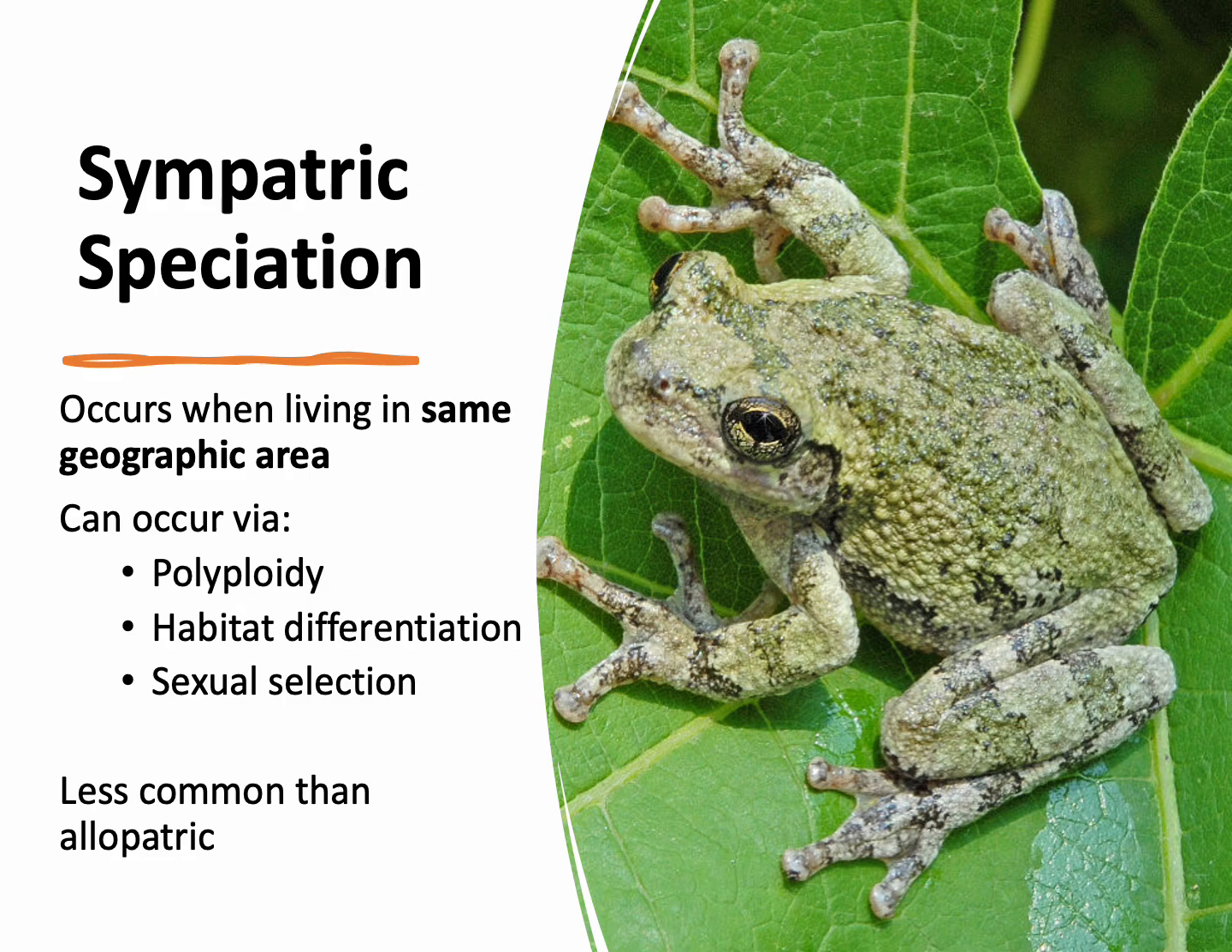A little rarer, though, is sympatric speciation. So allopatric speciation is happening because there's a barrier that separates it based on geography. In sympatric speciation, the species are living in the same place, right? They're in the same geographic area. But something has to happen that separates them. So what can happen? Well, it could be a genetic event, and we'll talk about this, polyploidy.